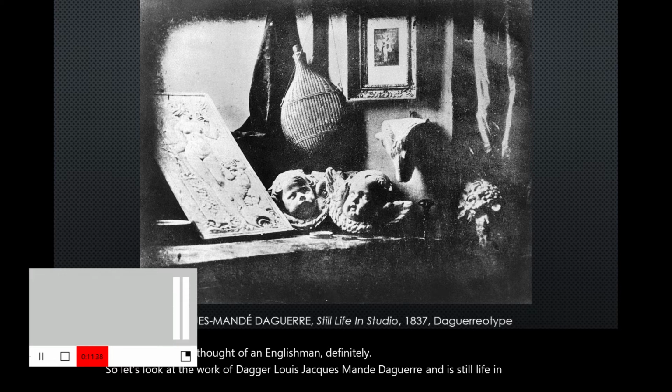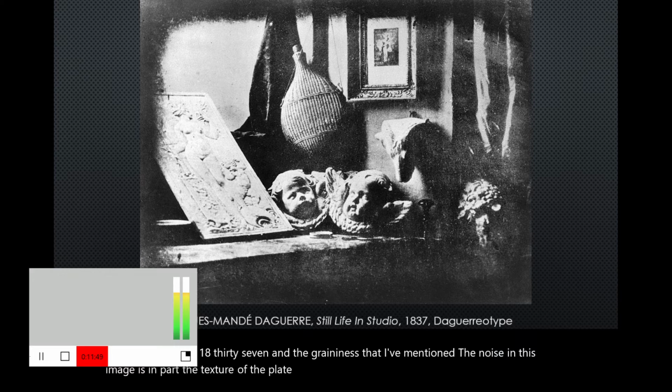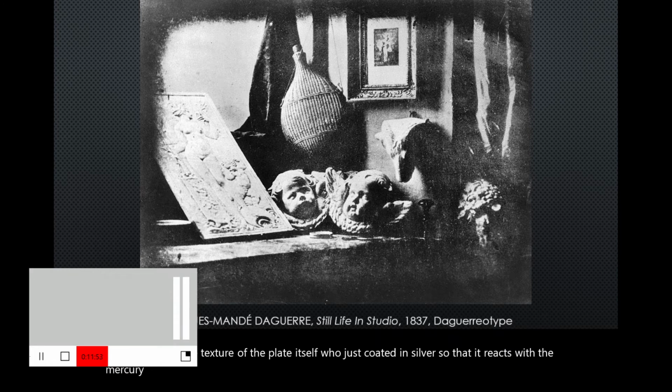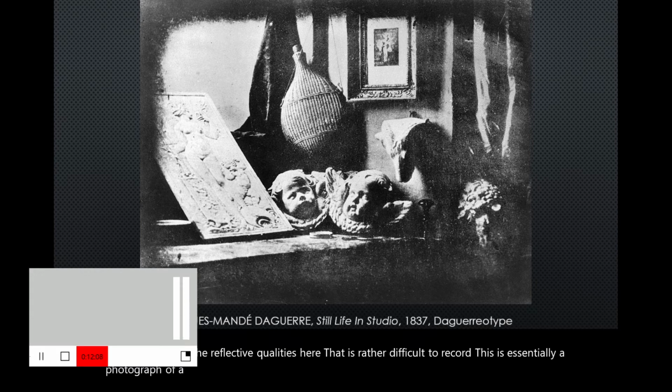So this is a rather early one, 1837, and the graininess that I've mentioned, the noise in this image, is in part the texture of the plate itself, which was coated in silver so that it reacts with the mercury vapor and is photo or light sensitive. We're also seeing the reflective qualities here that is rather difficult to record. This is essentially a photograph of a photograph that we're looking at.